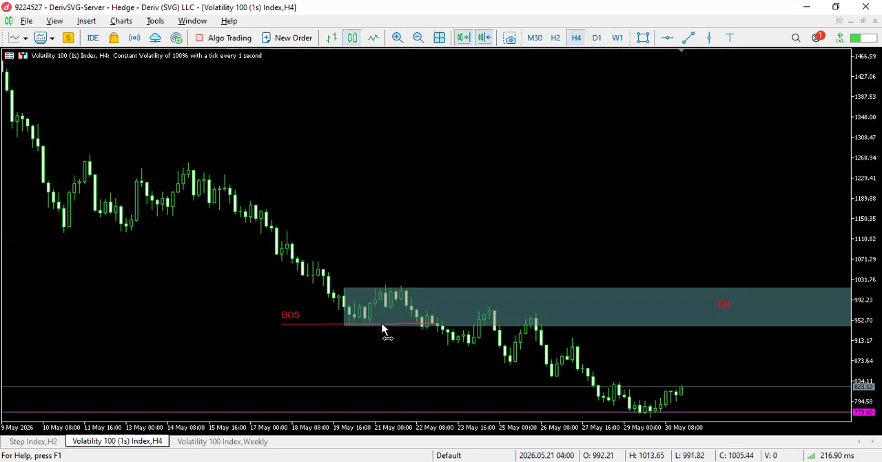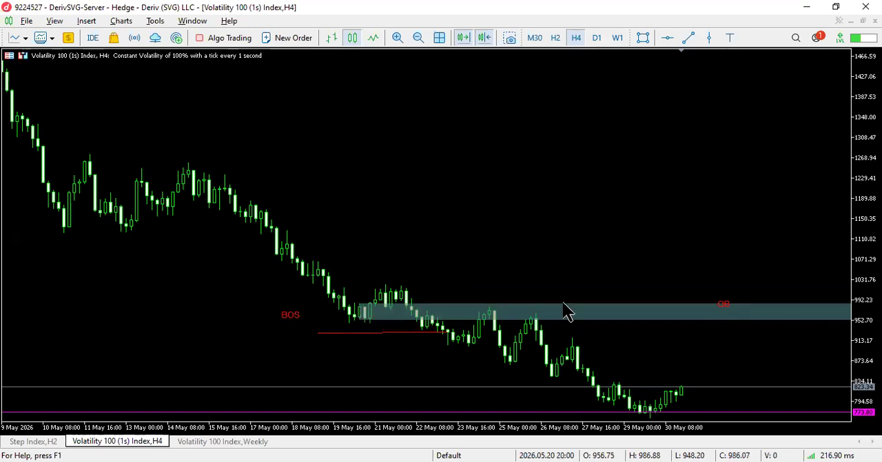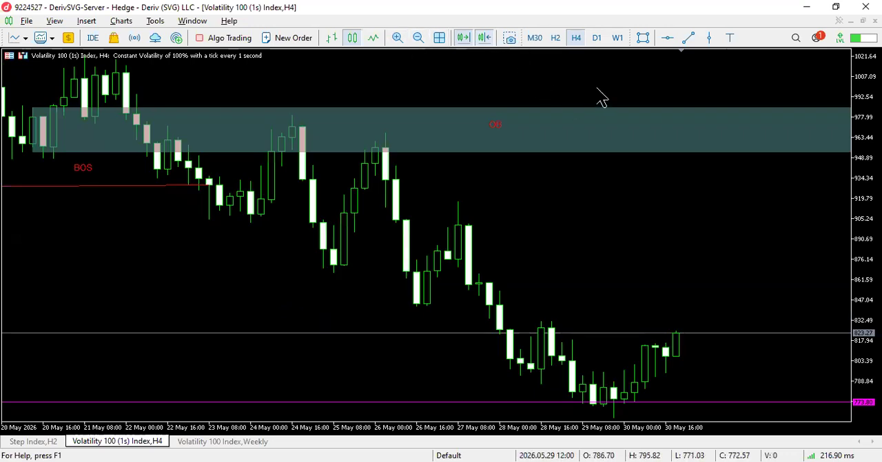So from the 4 hours time frame, adjusting the break of structure, it's going to be at this level right there. So on the 4 hours time frame, that order block has been mitigated. Therefore, we're going to work with this most recent break of structure here.